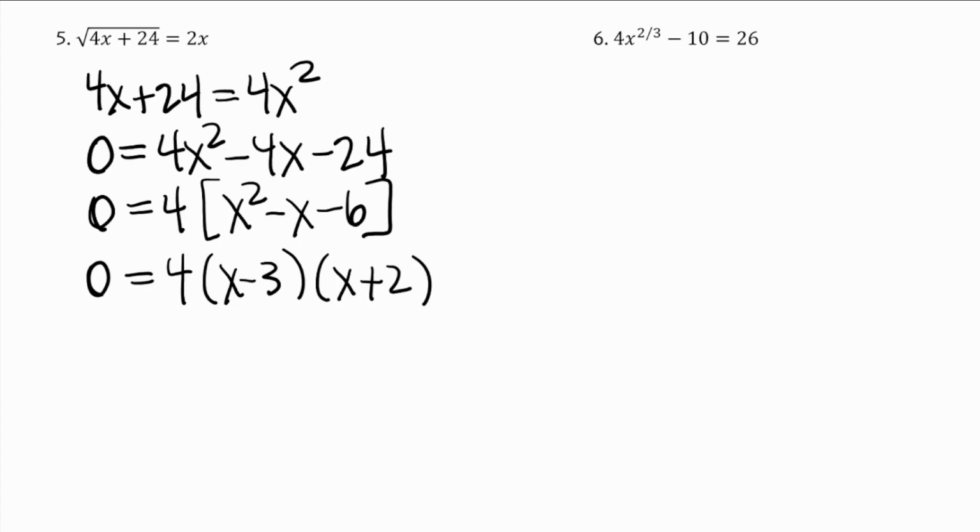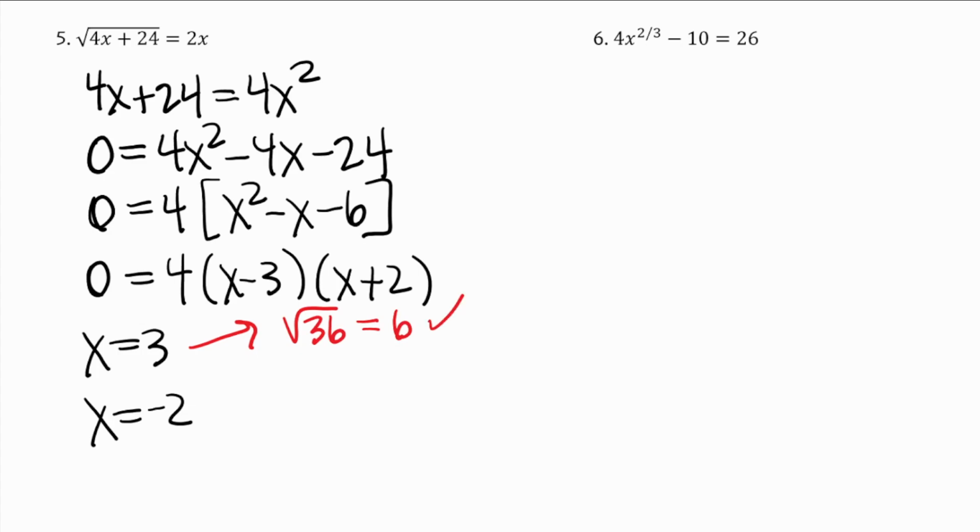Negative 3, positive 2. Yeah. And so then I'll say, okay, x equals 3, or maybe x is negative 2, but I need to check my answer because I just squared both sides of an equation. So if x is equal to 3, I've got 12 plus 24 is the square root of 36 equals 2 times 3. That's true. But if x is negative 2, that's not going to be good.